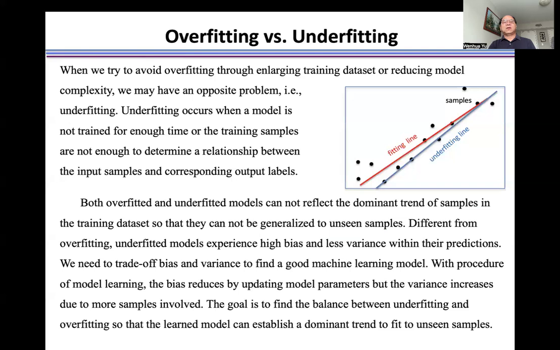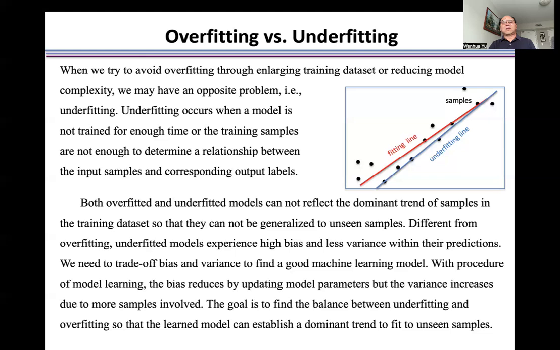When we try to avoid overfitting through enlarging the training dataset or reducing the model complexity, we may have an opposite problem, namely underfitting. Underfitting occurs when a model is not trained for enough time, or the training samples are not enough to determine a relationship between the input samples and the corresponding output labels.